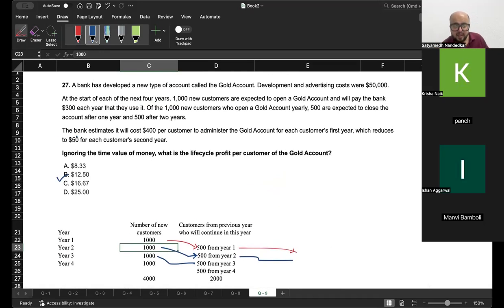What they are saying is that the bank estimates it will cost 400 per customer to administer the gold account for each customer's first year. For my first year, I am getting enrolled in 2025. You need $400 to manage my account. Krisha enrolls in 2026. For Krisha, 2026 is the first year. So for the company to service Krisha, they have to pay 400. Okay. Now if I go to the second year, cost of servicing the customer in their second year is 500. So we found out how many people were there in the first year?